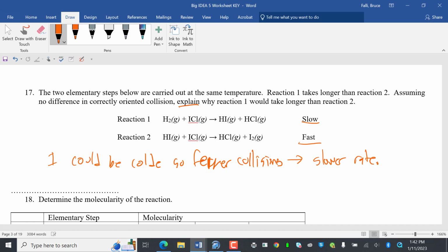I could also have fewer particles with enough energy. What could be colder? There you go. That'll finish part 1. Toodles.